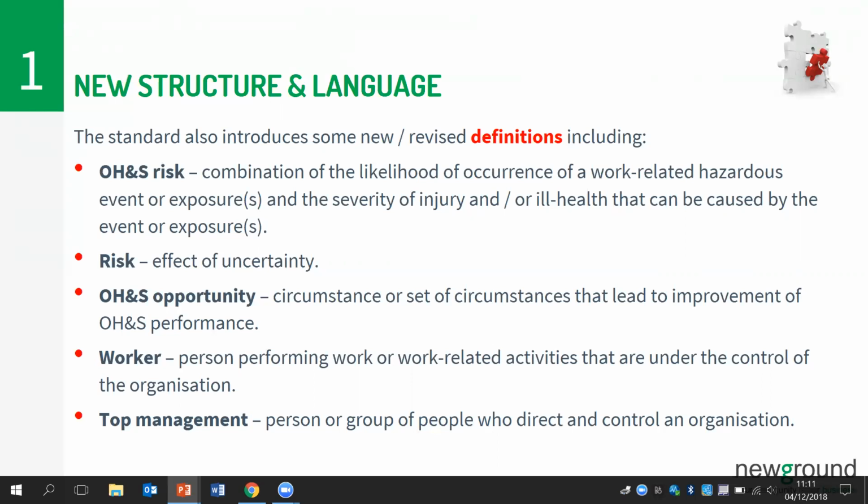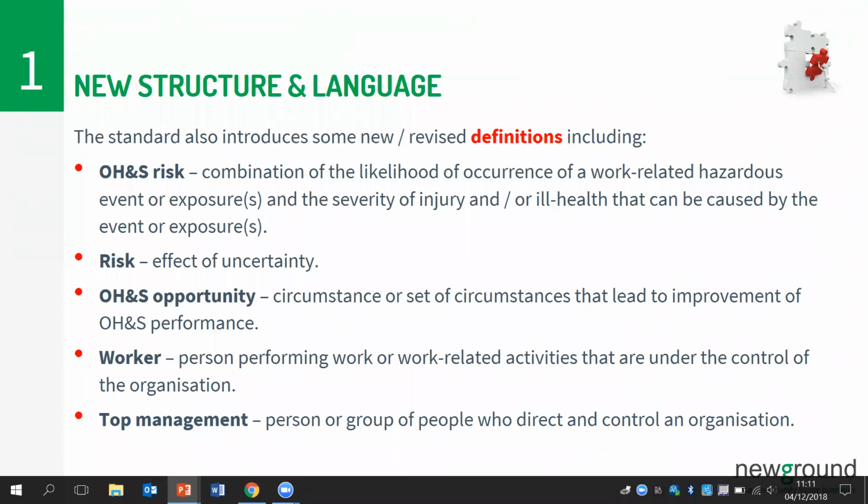The other important definition which has been introduced is for workers. A worker now means any person performing work or work-related activities that are under your control. So this extends beyond your employees to anyone working under your control, which could include temporary, casual, agency staff or contractors, for example. So when you are interpreting the requirements of the standard and it refers to workers, you must consider that this extends beyond your employees.